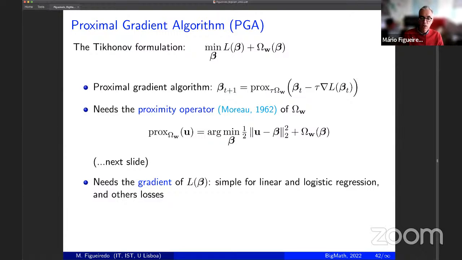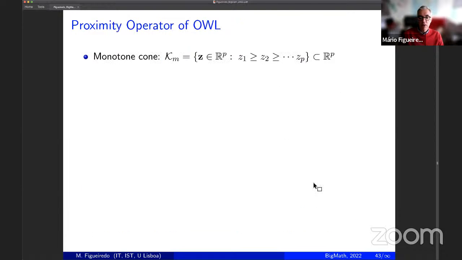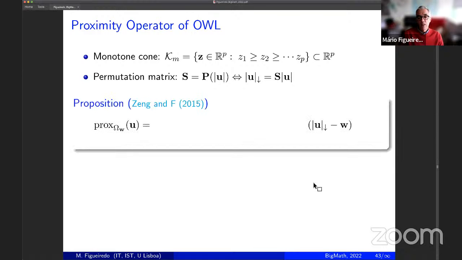You assume that you can compute this gradient using backpropagation and all these modern tools for computing gradients of complicated functions. You can accelerate the method, but I will skip this. So skipping details, I'm not going to derive these, but I'm just going to convince you that computing this proximity operator is quite simple. So essentially it amounts to this.